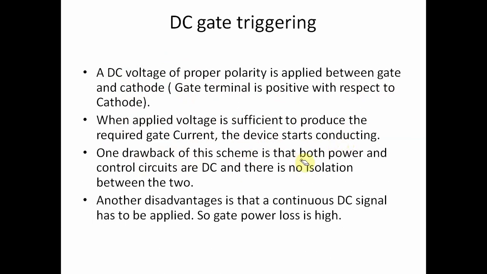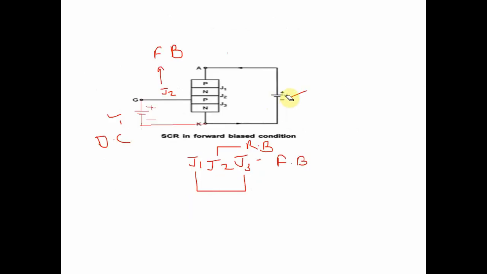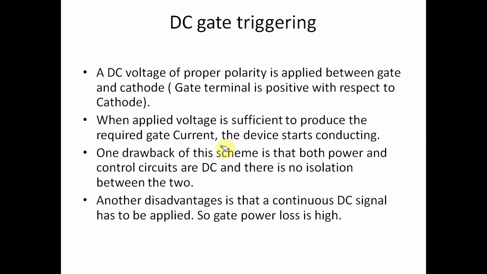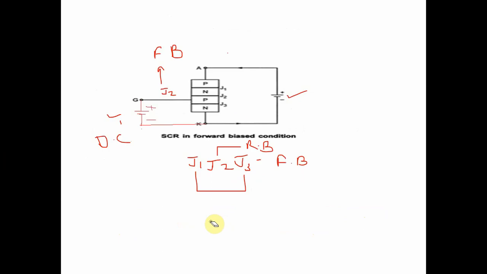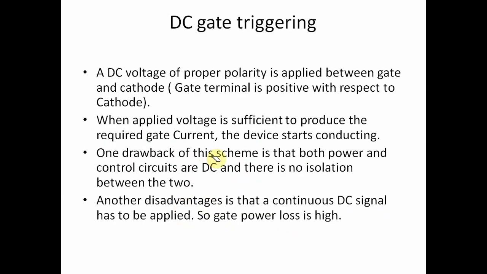One drawback of this scheme is that both the power and control circuits are in the form of DC, so there is no isolation between the two. This power supply is a DC power supply and this one is also a DC power supply. Another disadvantage is that a continuous DC signal has to be applied, so gate power loss is high.